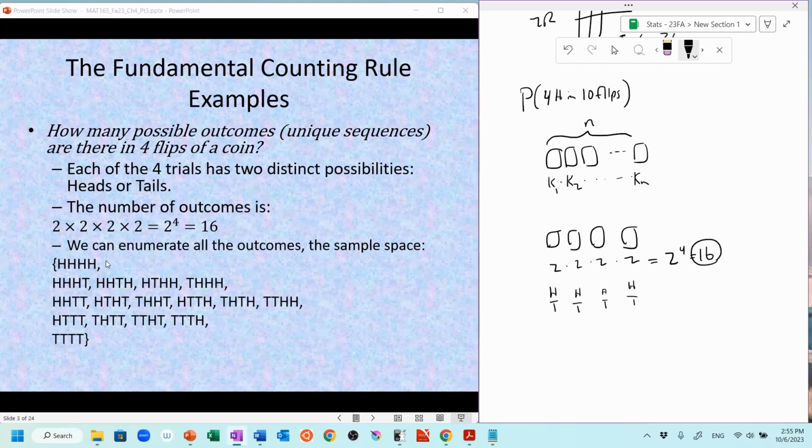Now, when I get 3 heads, I can think of that as just having 1 tails, and then I have to decide where to put the tails. I can put it last, second to last, second from the front, or in the front. So there are 4 outcomes that have 1 tails.